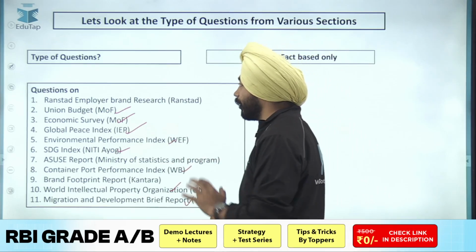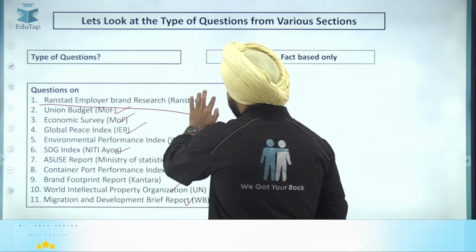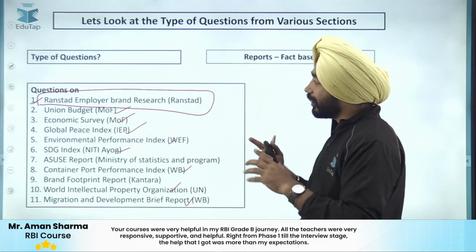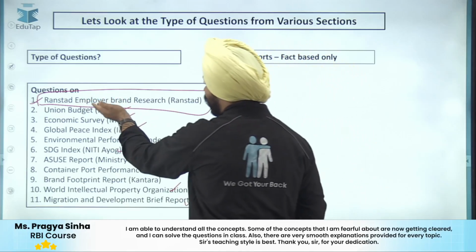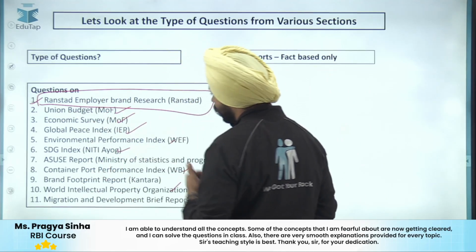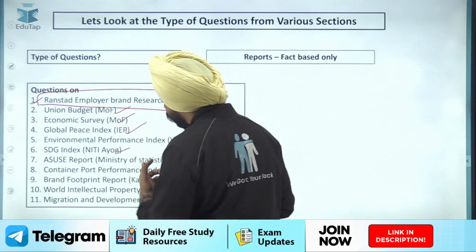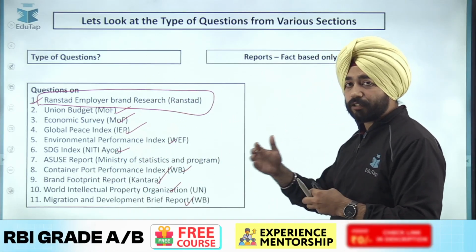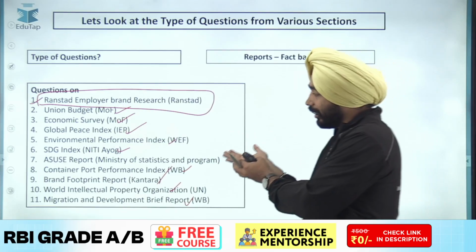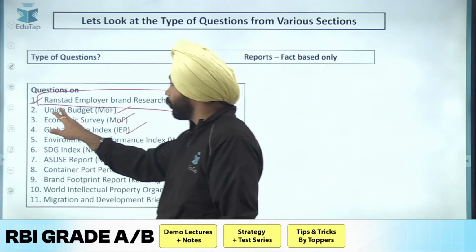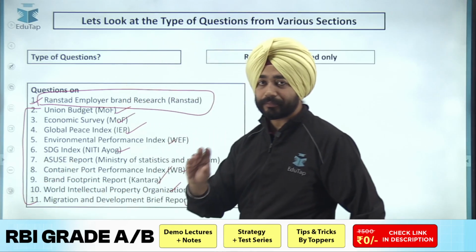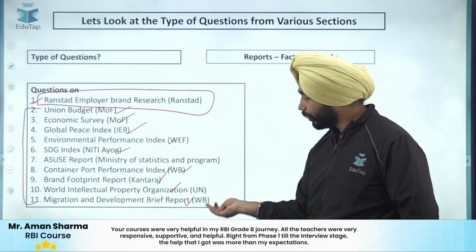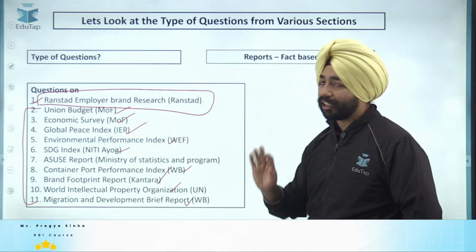But here, if you talk about the past 3 months, you should also focus on the reports being released by some private organizations, and they are some random reports like the Randstad Employer Brand Research Report. That's one of the reports I could say, and a brand footprint report by Kantar. So questions are asked from reports released by private organizations. But still, the initial focus should be given on reports related to organizations like World Bank, World Economic Forum, Union Budget, Economic Survey, Niti Aayog reports. They are the most important here.